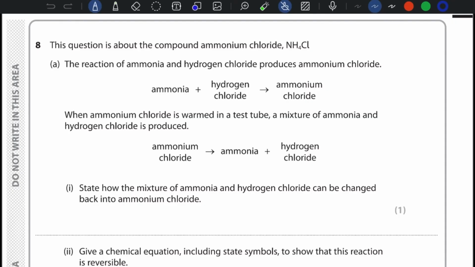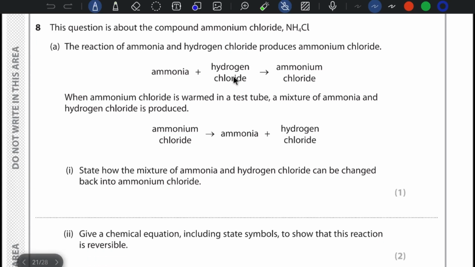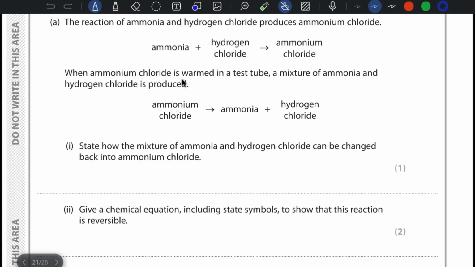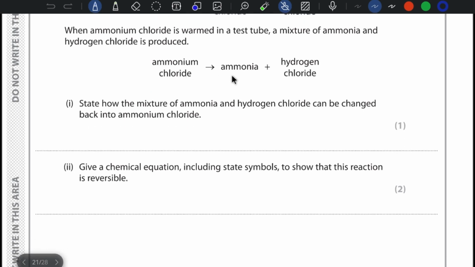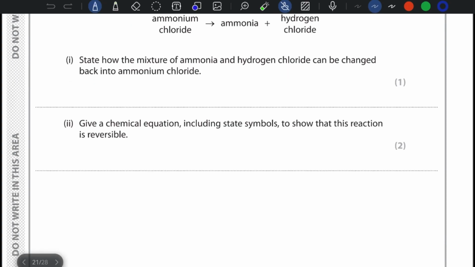This question is about the compound ammonium chloride, NH4Cl. The reaction of ammonia and hydrogen chloride produces ammonium chloride. Ammonia plus hydrogen chloride gives ammonium chloride. When ammonium chloride is warmed in a test tube, a mixture of ammonia and hydrogen chloride is produced. Ammonium chloride, by decomposition, gives ammonia and hydrogen chloride by heating.